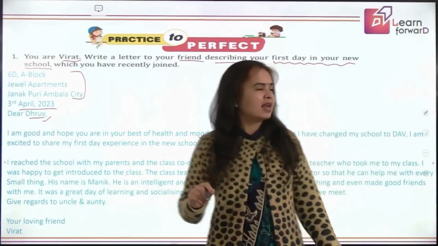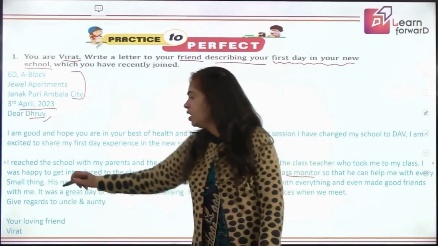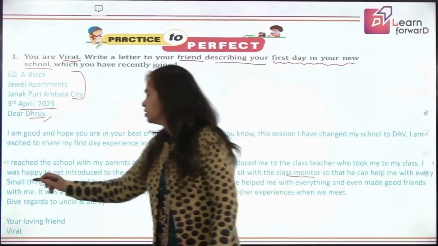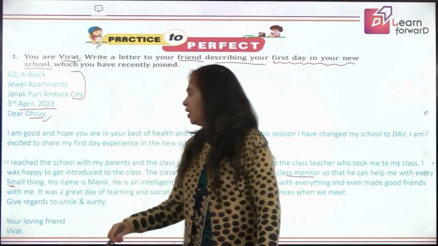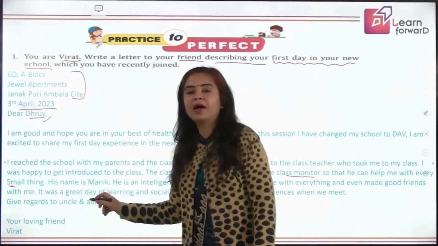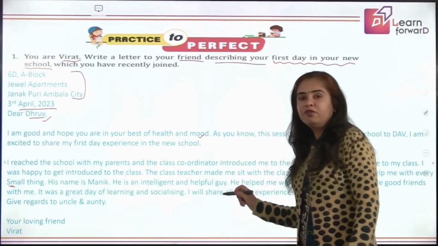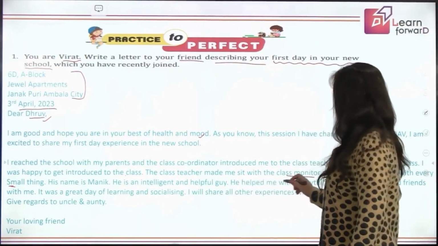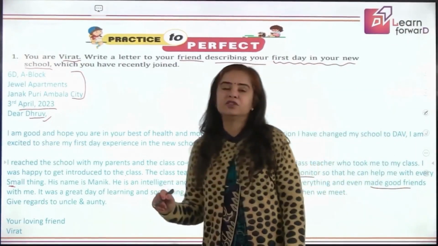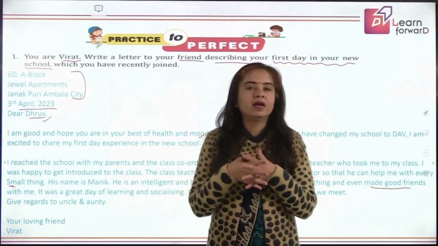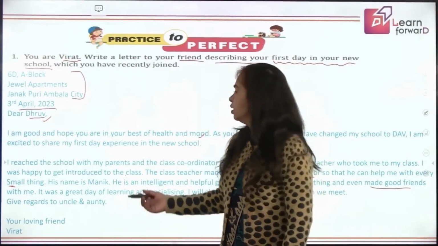And why with the class monitor? So that he can help me with every small thing. So this S will not be capital, it will be small. Please mark it, right? His name is Manik, and he is an intelligent and helpful guy. He helped me with everything and even made good friends with me. So they mingled up, they turned to be good friends, and he helped with everything.